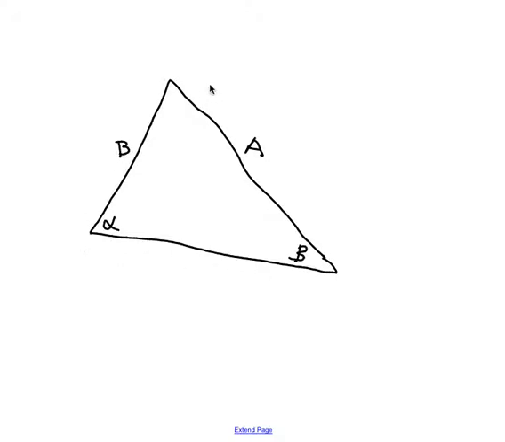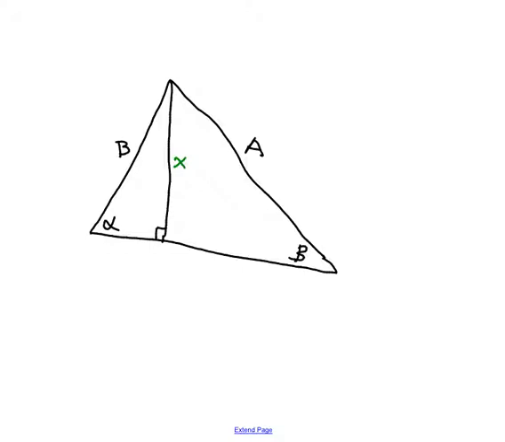The next thing I'm going to do is draw an altitude that drops down from here and is going to be perpendicular to this side right here. Now, I don't know what this length is, so I am going to just label this side X, because it's unknown right now.